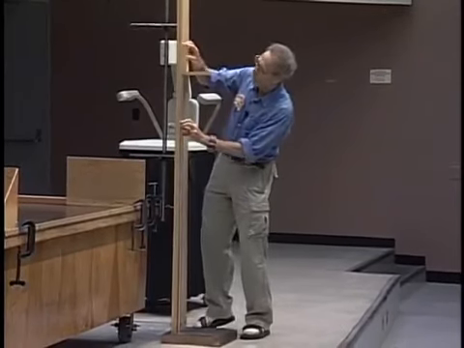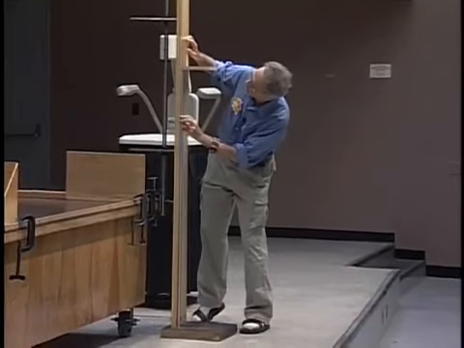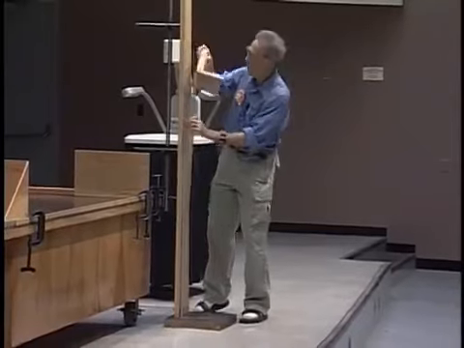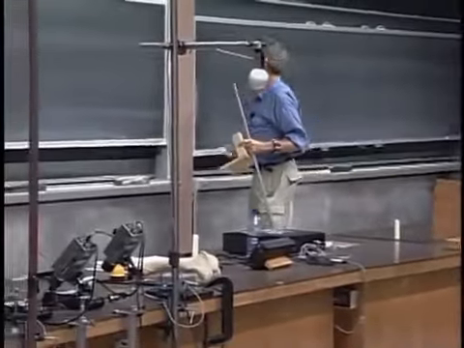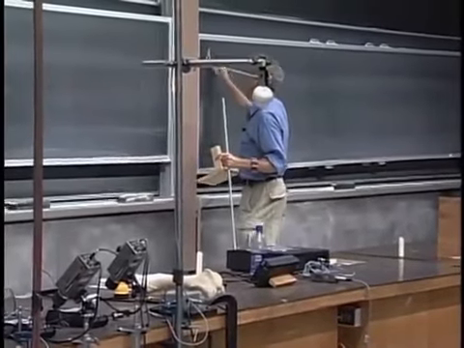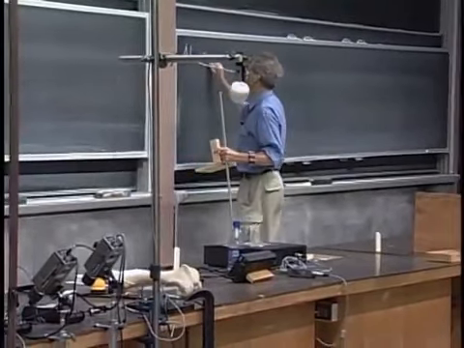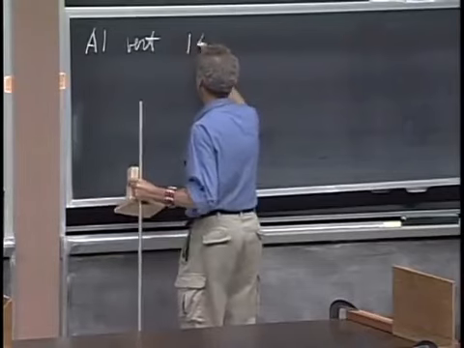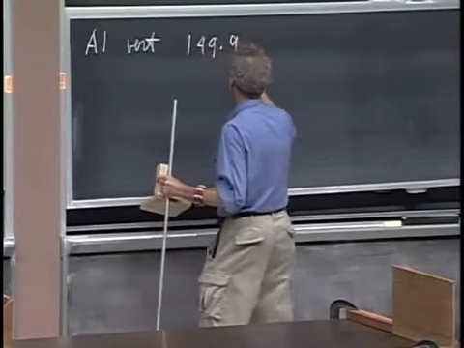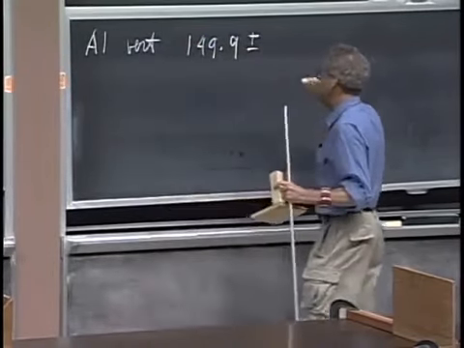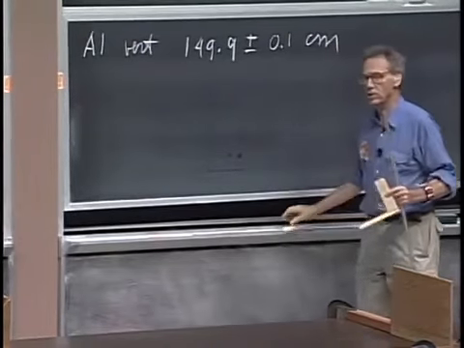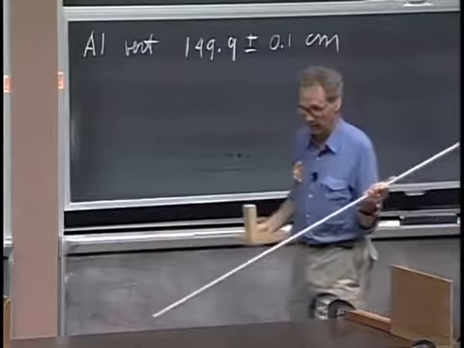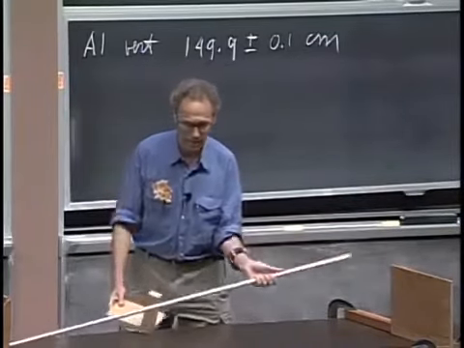So I measure here 149.9 centimeters. This is the aluminum bar, in vertical position, 149.9. But I would think that the uncertainty of my measurement is probably 1 millimeter. I can't really guarantee you that I did it accurately any better. So that's the vertical one.